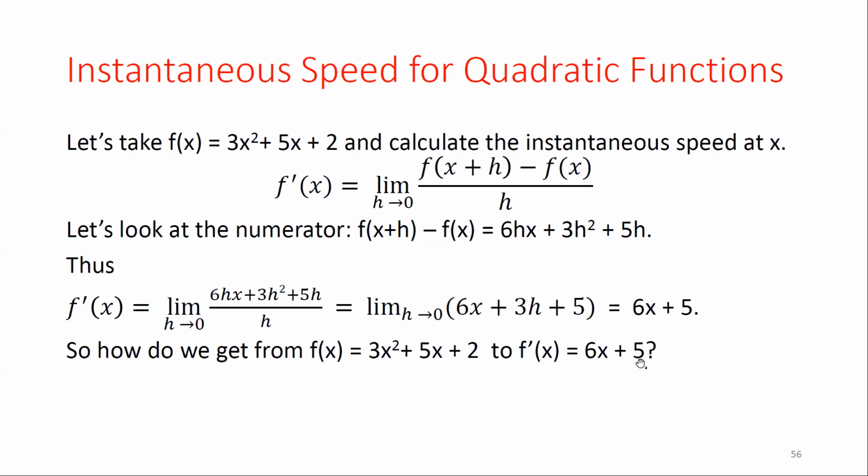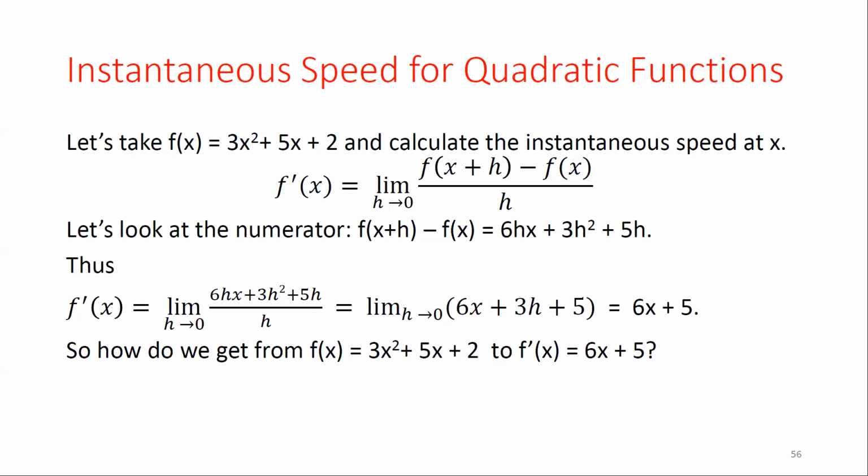Where do you think the 5 came from? The 5h. Well, in the function f of x is 3x squared plus 5x plus 2, it's coming from the 5x. How do you think I got 6x from this? How do you think the 3x squared gave me the 6x?